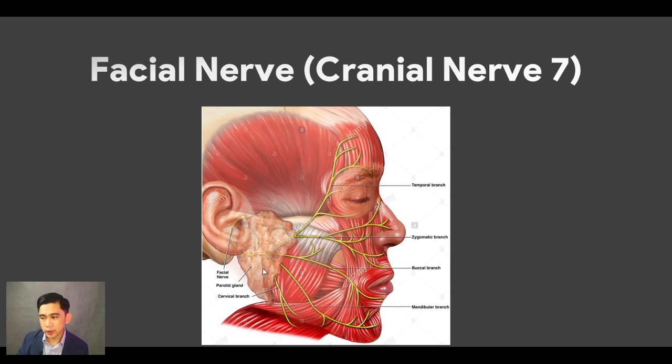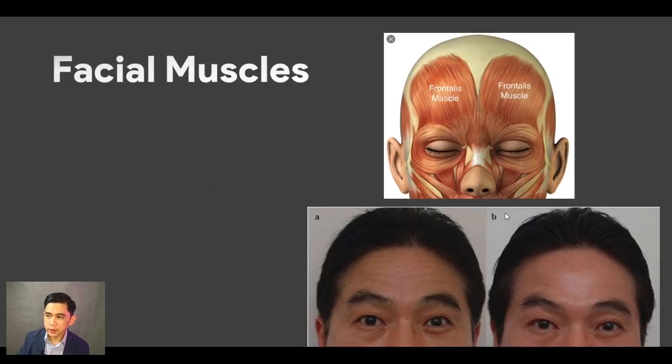The lower division, on the other hand, has three branches. The buccal branch, which usually innervates the lower cheek and also the lower lip. We also have the mandibular branch, which innervates the chin, and the cervical branch, which innervates the muscles in the neck. So these are the branches of the facial nerve. So let's go now to the individual muscles.